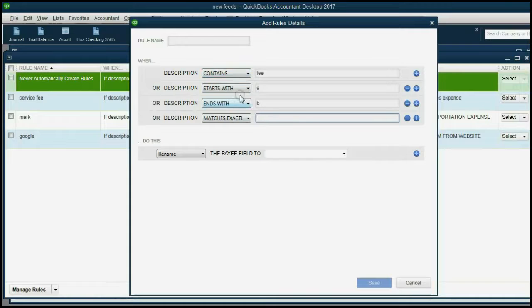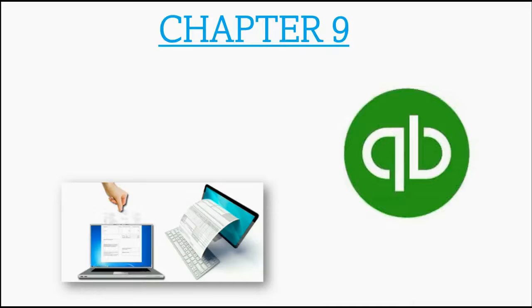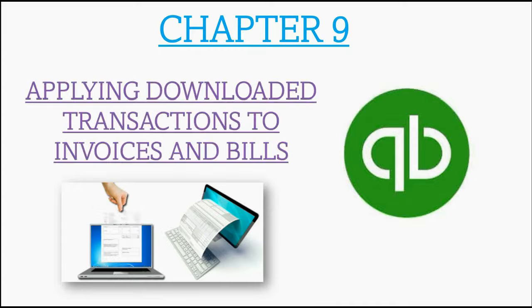So you would use this extra criteria to make sure QuickBooks understands which ones to put in these accounts and which ones to put in the other account. Chapter 9. Applying downloaded transactions to invoices and bills.